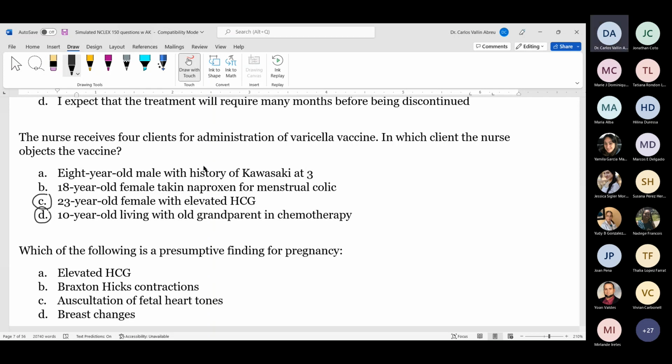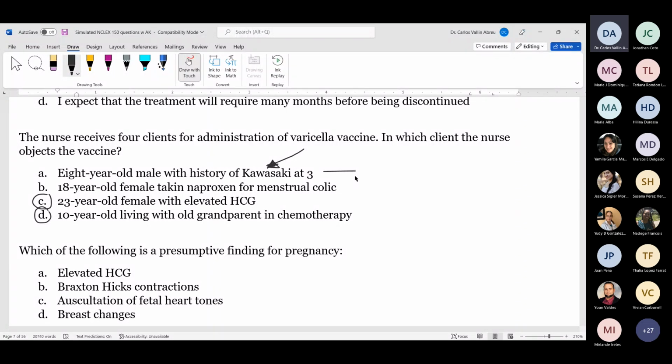Is there any problem with the history of Kawasaki and the varicella vaccine? Yes. Which is the problem? It's an autoimmune disease. But the problem is whether it is treated with immunosuppression. It is a disease that is reversible.